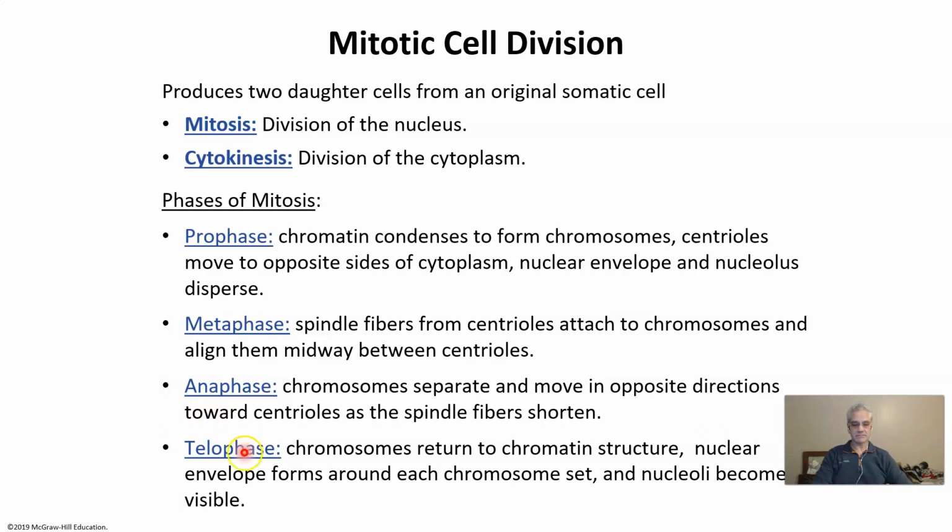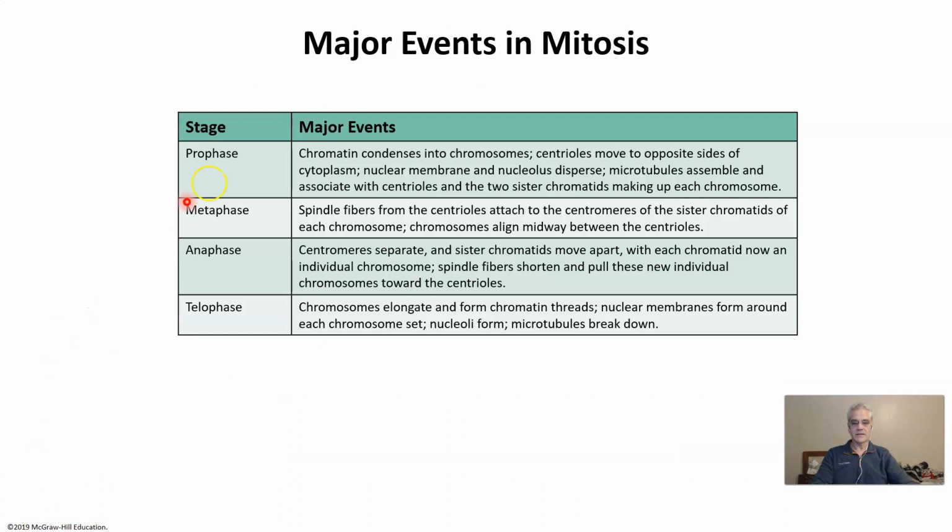And then telophase, the chromosomes uncondense. They return to a chromatin structure, which is this unwound version. The nuclear envelope reforms. The nucleoli reform. And then the very last phase is cytokinesis. Cytokinesis, where the cell itself actually squeezes itself into two. So we're going to look at pictures of that. Here's the major events. Prophase, metaphase, anaphase, telophase. PMAT.